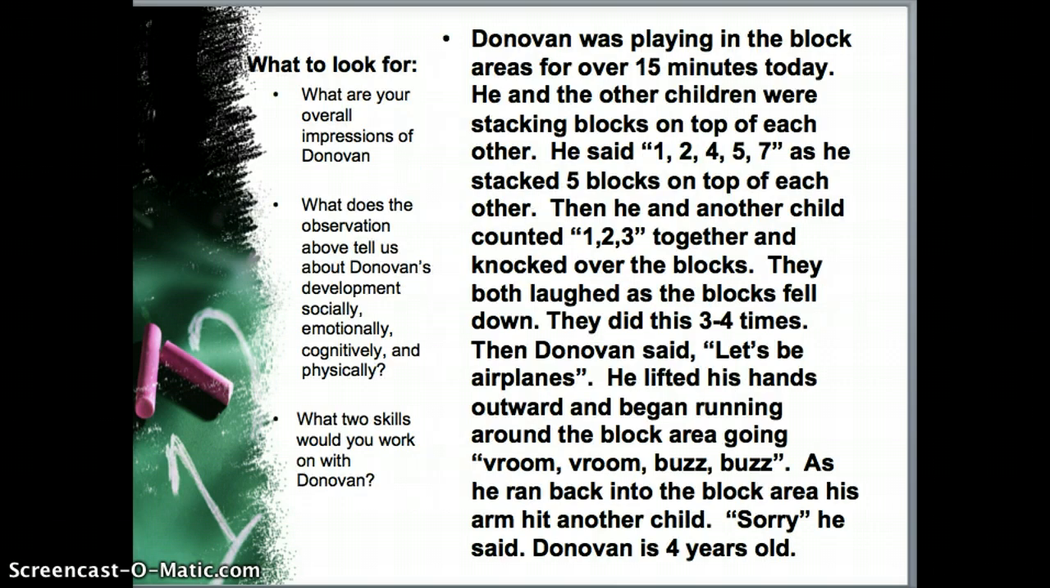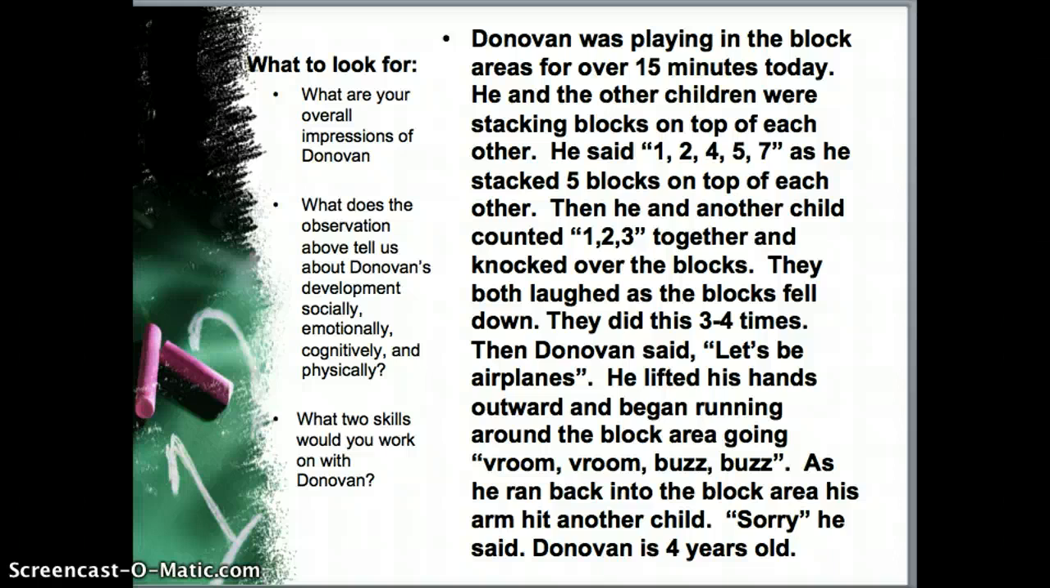Now let's look at a different picture of Donovan. Donovan was playing in the block area for over 15 minutes today. He and the other children were stacking blocks on top of each other. He said 1, 2, 4, 5, 7 as he stacked 5 blocks on top of each other. Then he and another child counted 1, 2, 3 together and knocked over the blocks. They both laughed as the blocks fell down. They did this 3 or 4 times.